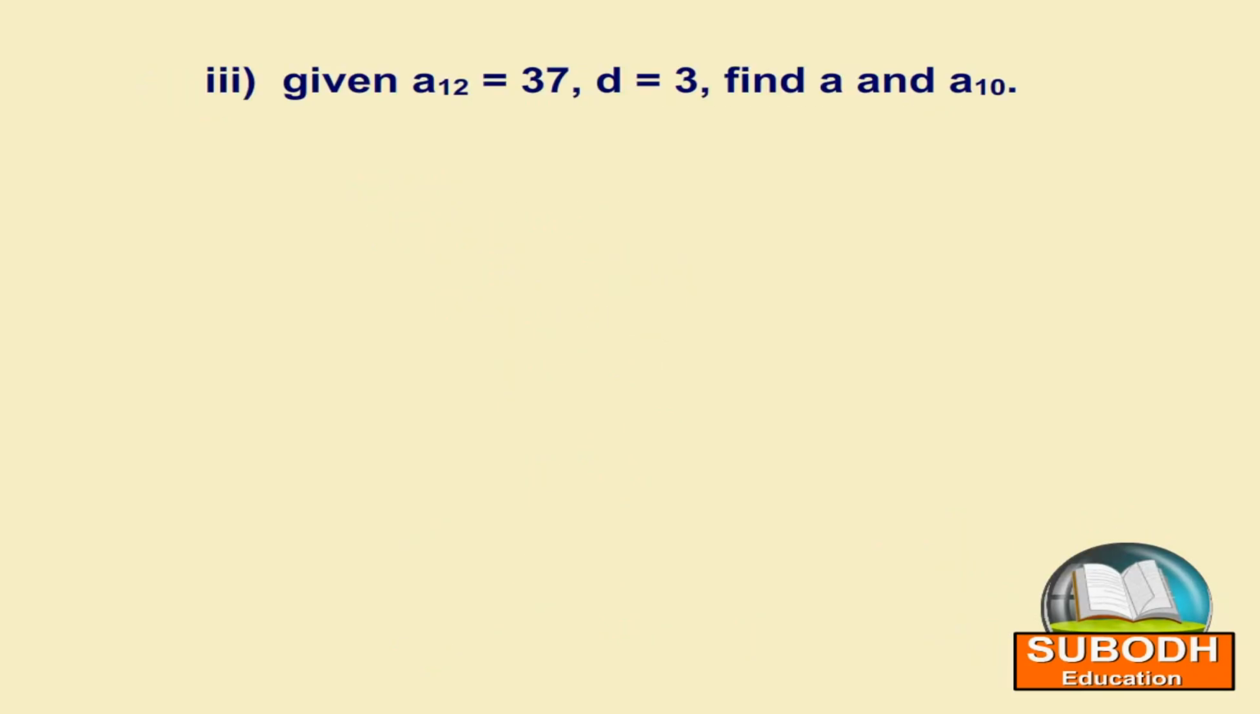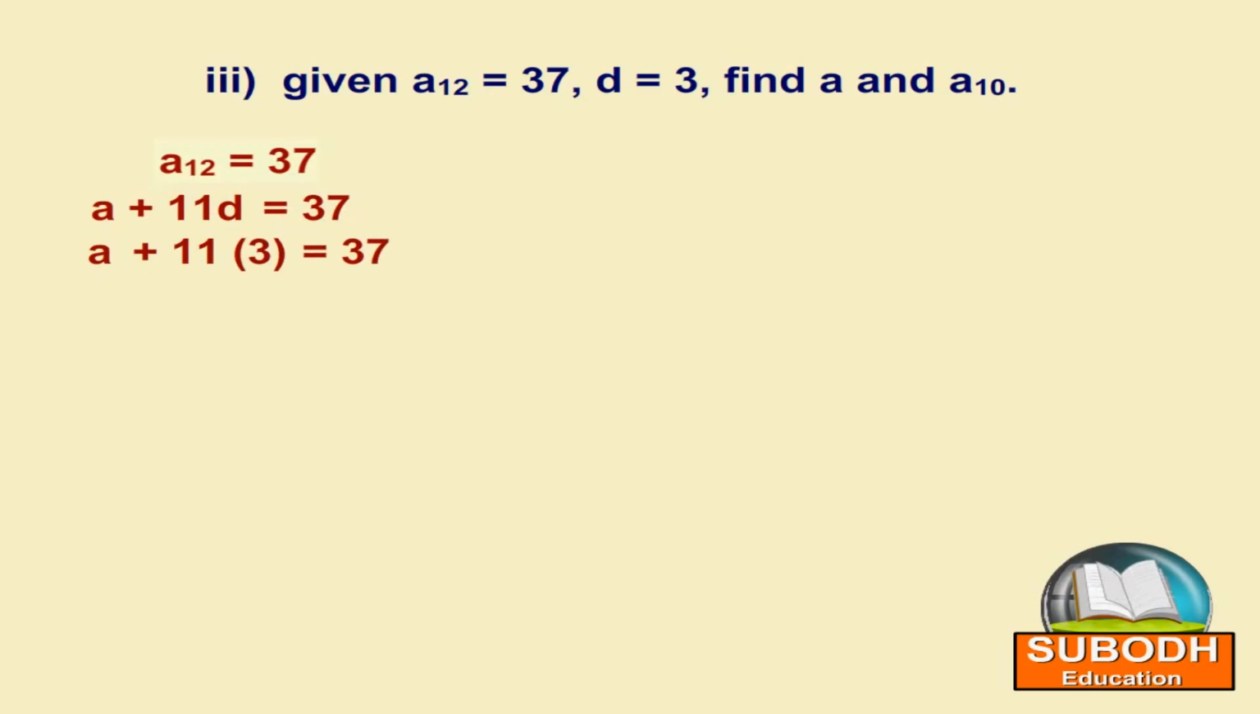Third example. a12 is equal to 37, d is equal to 3. Find a and a10. a12 is equal to 37. a12 means a plus 11d is equal to 37. a plus 11 into d, which is 3, is equal to 37. a plus 11 threes are 33 is equal to 37. a is equal to 37. Transfer plus 33, we get minus 33. a is equal to 4.